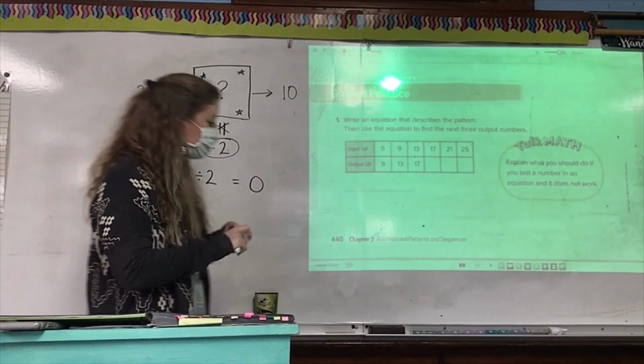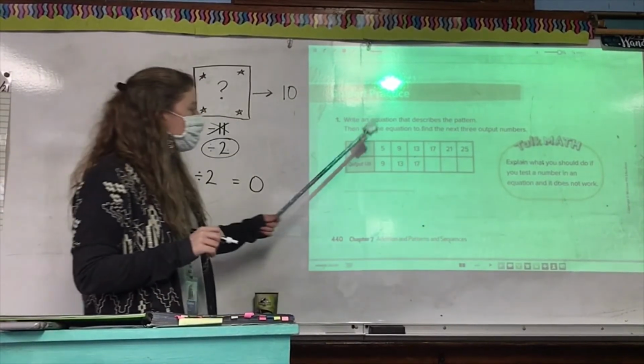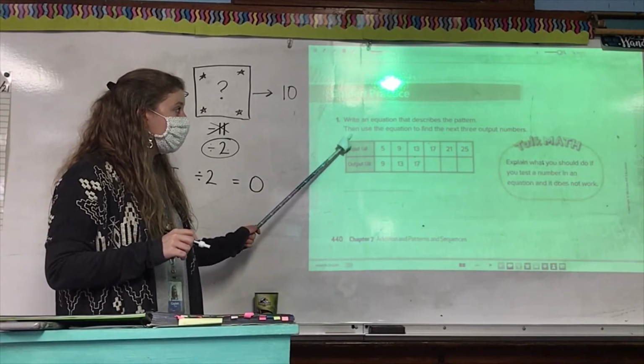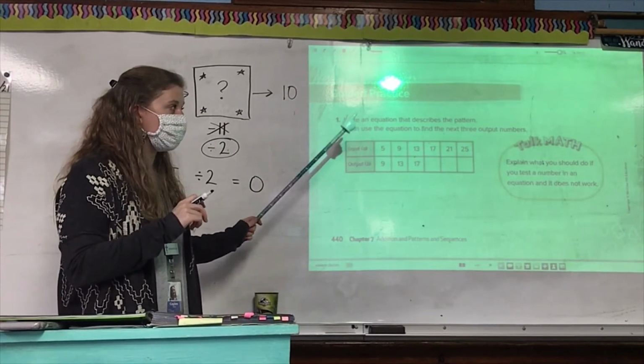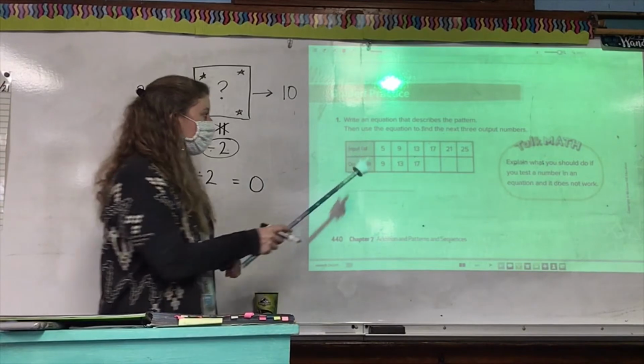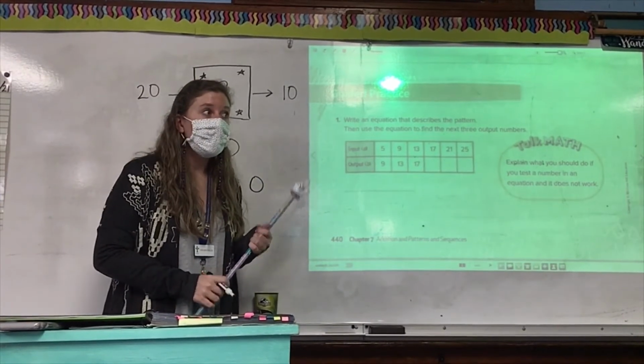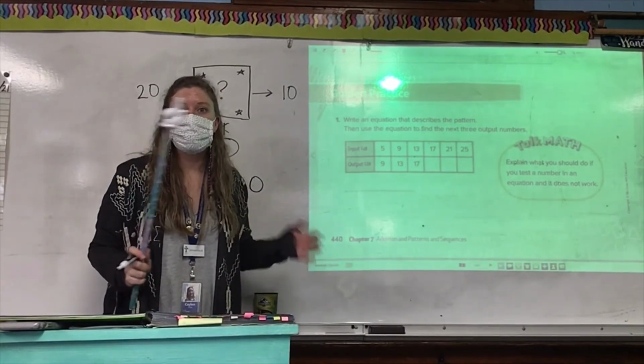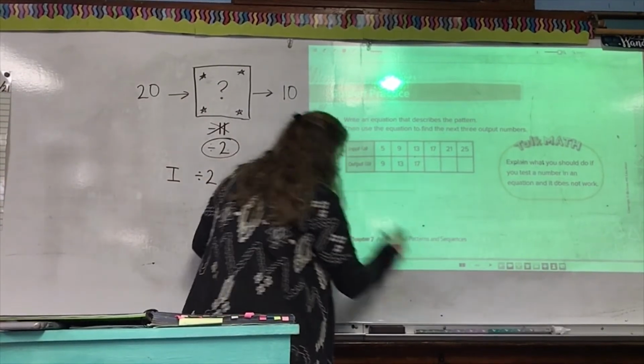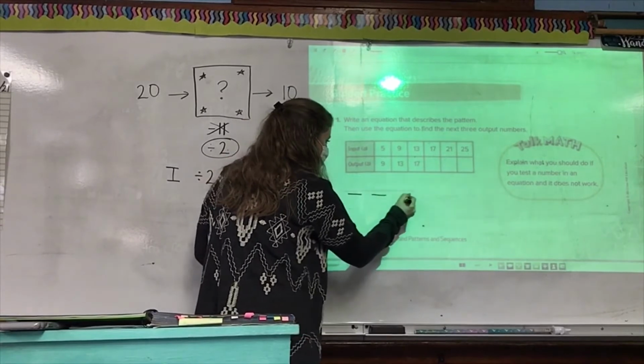Okay, so number 1 says, write an equation that describes the pattern. Then use the equation to find the next 3 output numbers. Well, I have input and I have output, and I already have my variables. I know where those input and output variables go. I have 3 spaces in my equation.